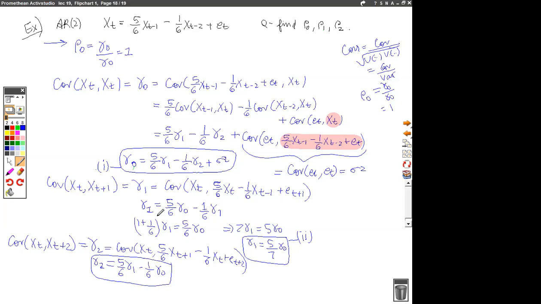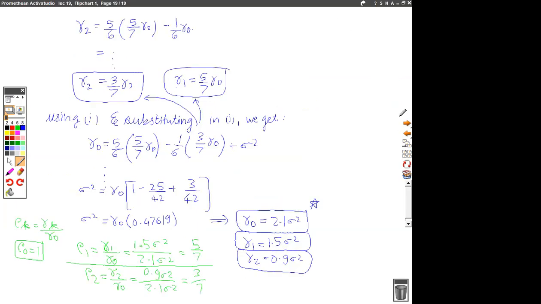Essentially we don't use this equation, but we have these two equations in 3 unknowns. So we write gamma 1 and gamma 2 in terms of gamma 0, and we substitute those back in here to get the value of gamma 0 in terms of sigma square. Once we have that sigma square value, you can easily get the values for gamma 0, gamma 1 and gamma 2 in terms of sigma square, which will eventually help you figure out the partial autocorrelations.